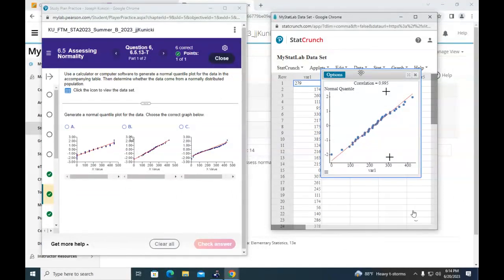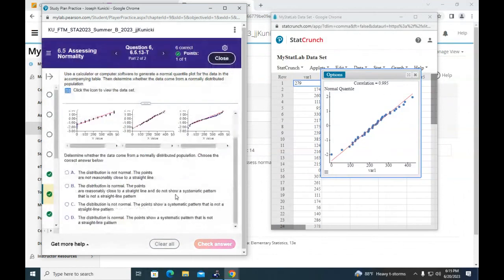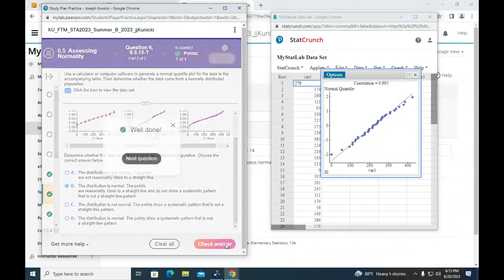Which one does it match? It matches B, right? And I would say, yeah, the distribution is normal. They're reasonably close and do not show a systematic pattern. It's a straight line. I would say yes. Okay.